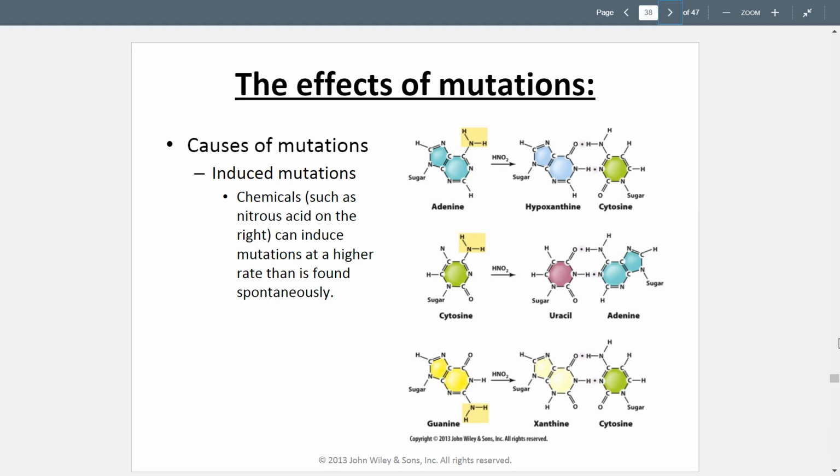Mutations can be induced. We can either do this in the lab, or this can happen in nature due to chemicals, right? And this is our biggest fear, right? Is what are chemicals doing to our bodies? More importantly, too, what are chemicals potentially doing to our DNA? So adenine right here can be chemically modified into this different nitrogenous base.